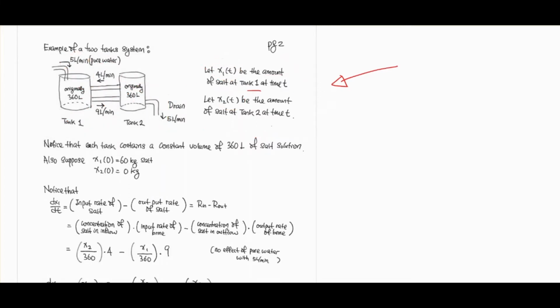We can have a gauge here to measure the 5 liters per minute of pure water coming into the first tank. We can also have a gauge here to measure the rate of the salt water leaving the system. We can also have gauges here and here. So we can measure the rates pretty easily, but not the quantities. These are the quantities that we are interested in.